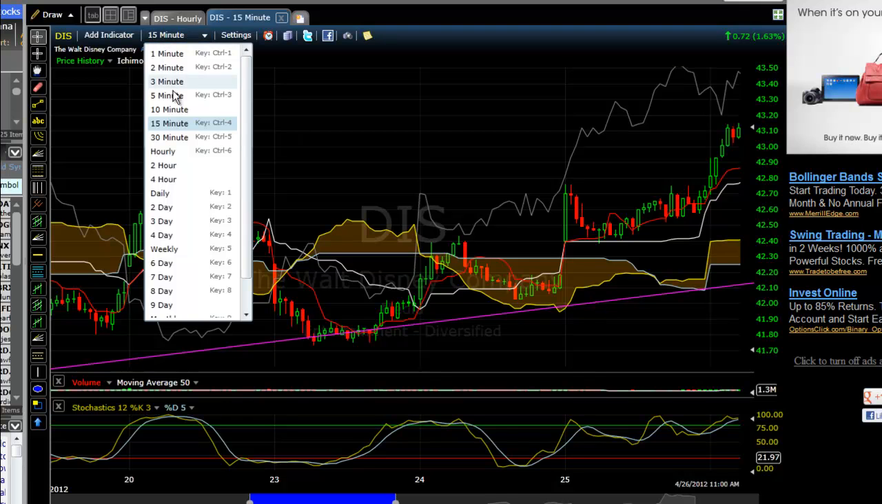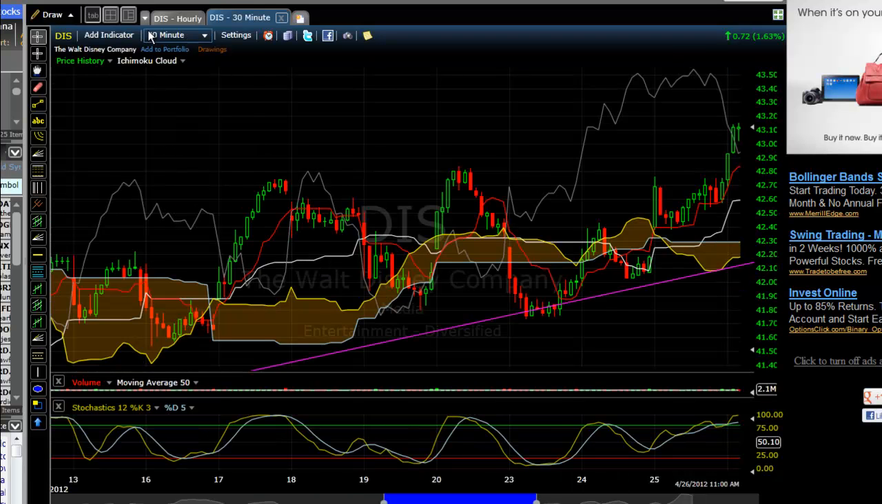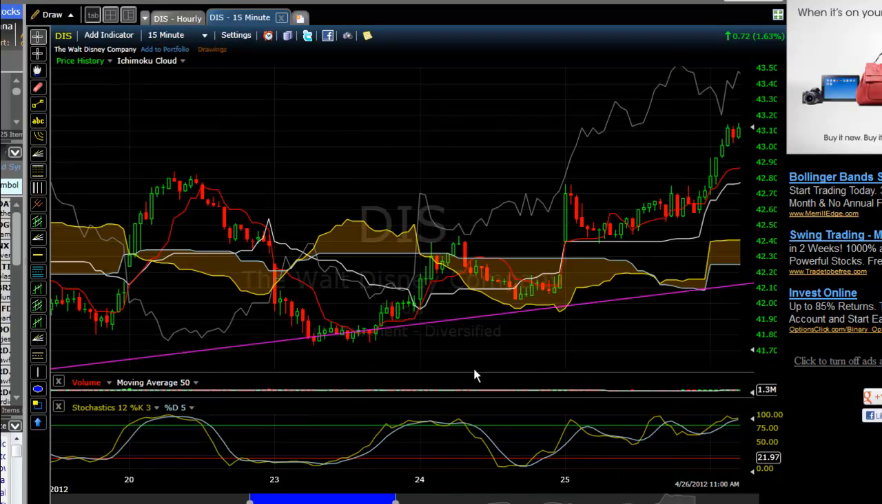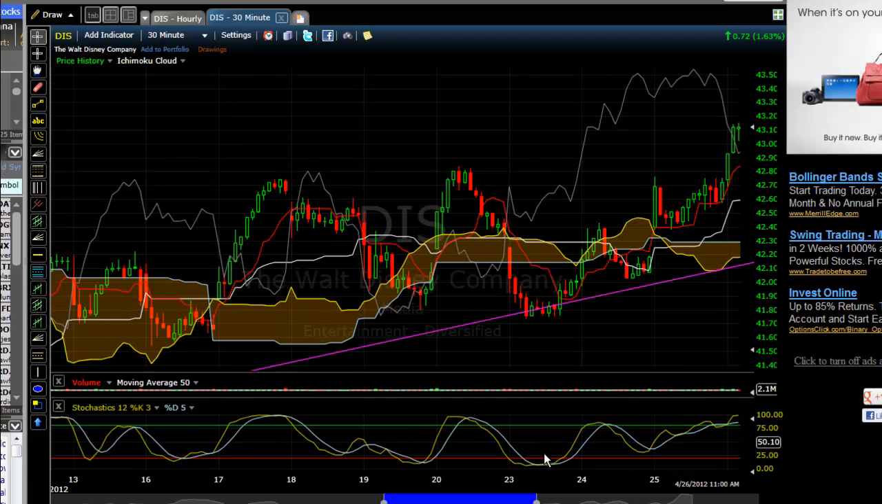And what I typically do is just start looking at the longer time frames. Okay, I'll go back to the 15. That was on the morning of the 25th. Okay, so we'll look at the 30. The morning of the 25th, we also had a breakout on the 30-minute, Kumo breakout.